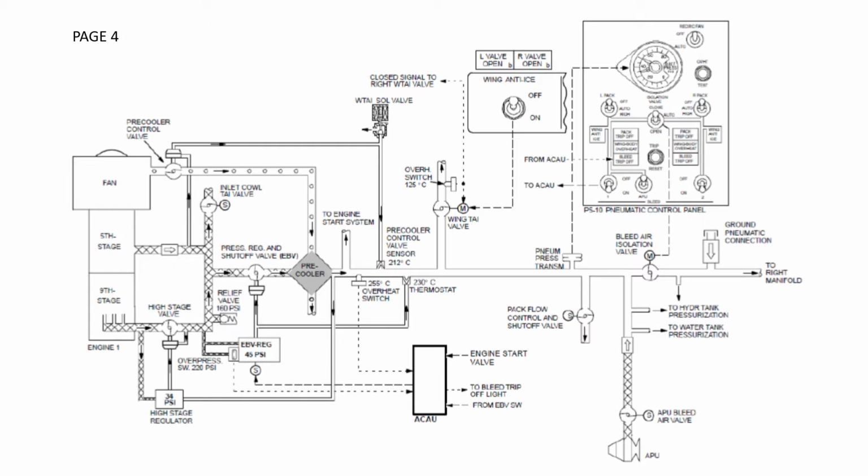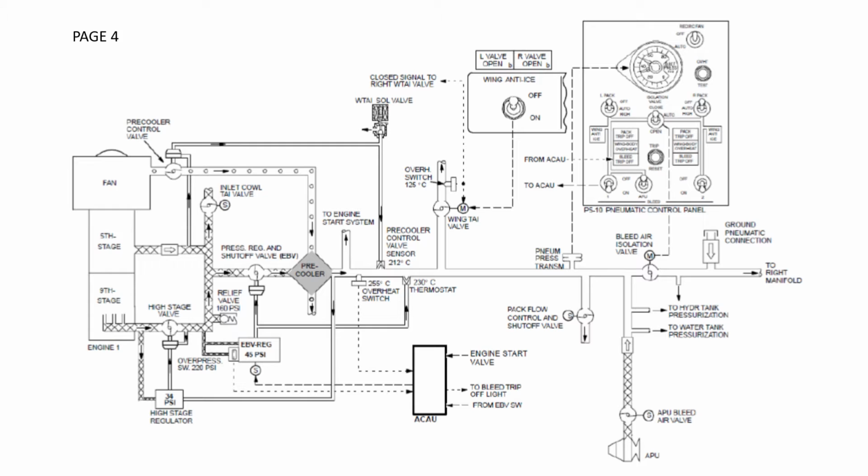The high stage valve is a regulator valve, and it regulates the high stage air to 34 psi. You'll notice that on the 5th stage, there's no regulator valve as such. It's just a straight tapping off via a check valve of 5th stage air.